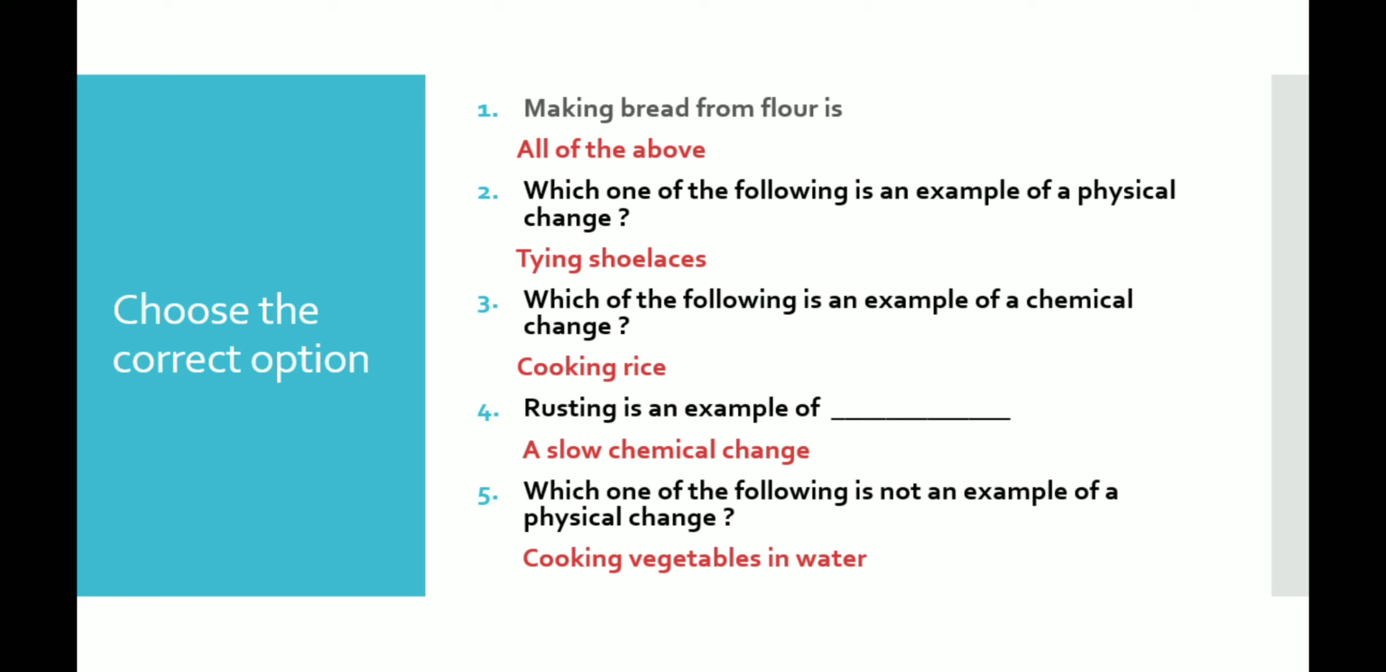Now, the question number 5: which one of the following is not an example of a physical change? First option is mixing iron filings and sulfur. Second option is carving shapes from vegetables. Third option, cooking vegetables in water. And the fourth option is slicing bread. For this question, the third one, C, that is cooking vegetables in water, is the correct option.